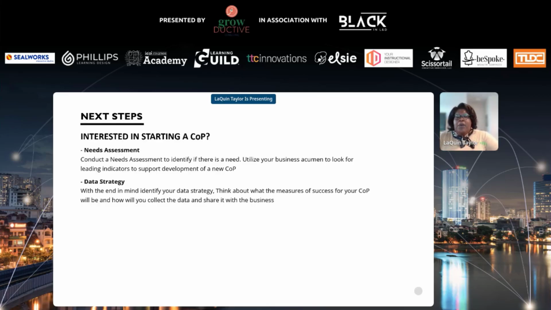If you are interested in starting a COP, you're going to conduct a needs analysis to identify if there is a need. You're going to utilize your business acumen to look for leading indicators to support development of a new COP. And then, with the end in mind, identify your data strategy. Think about what the measures of success for your COP will be and how you will collect the data and share it with the business.